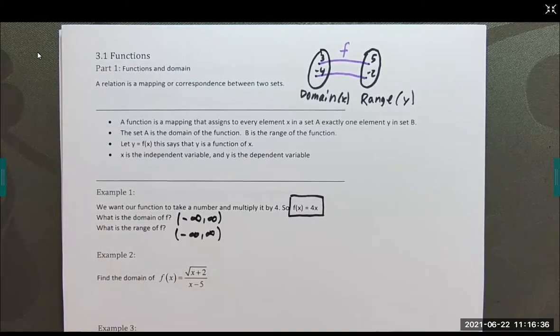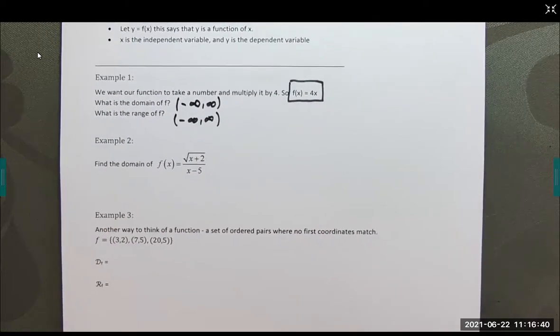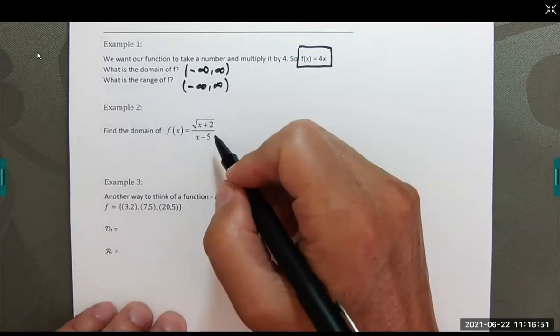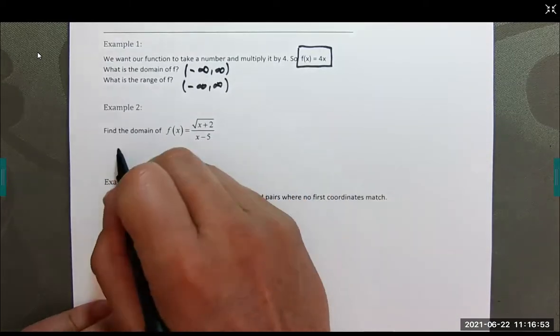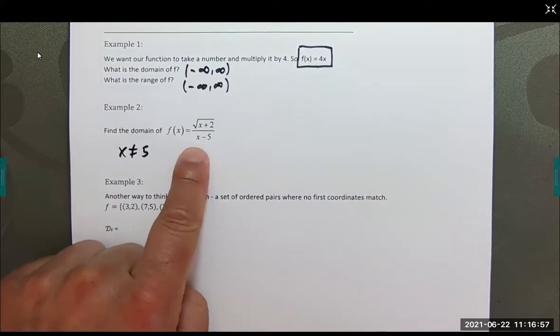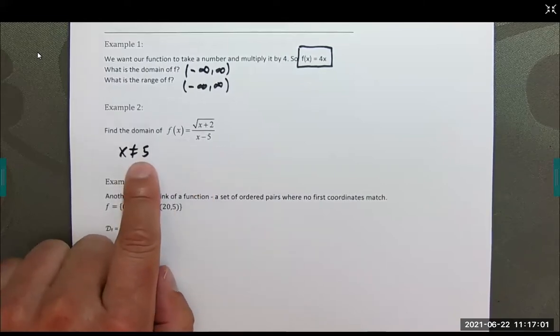Now, the main restrictions that we're going to be running into when it comes to domain are potentially dividing by 0, pardon me, and taking the square root of a negative. And in this case, we have the danger of both. So for sure, X cannot equal 5. If X equals 5, I get 5 minus 5, I get 0 in the denominator. That's bad. So 5 is definitely not in the domain.